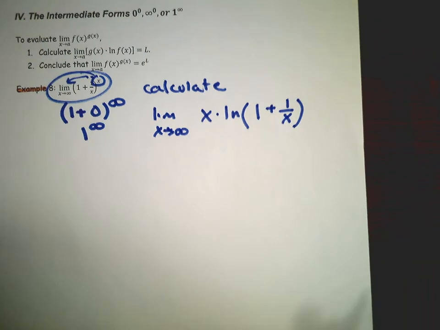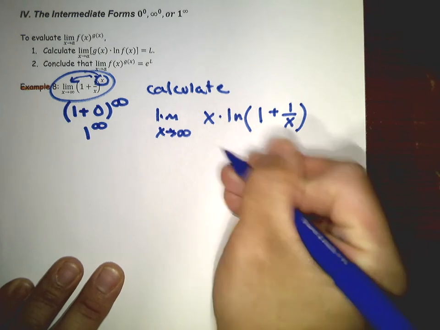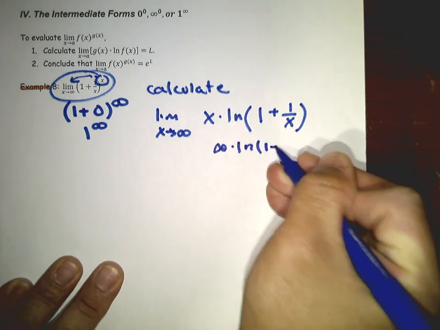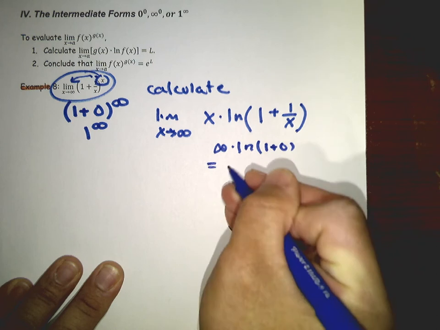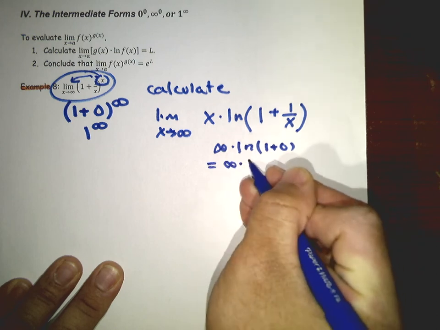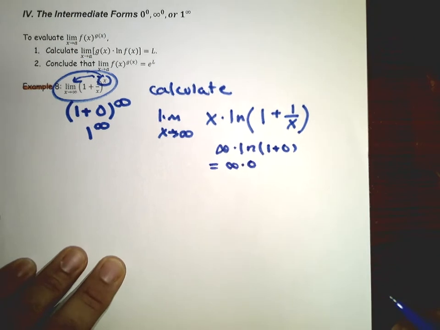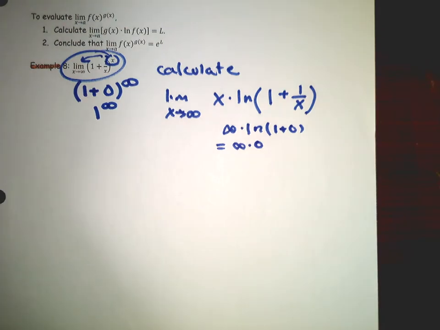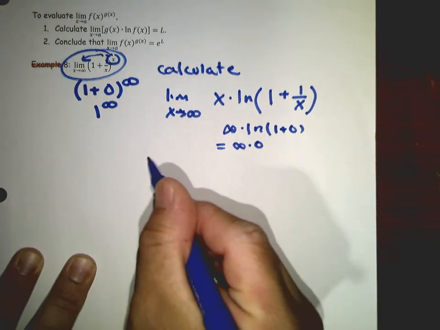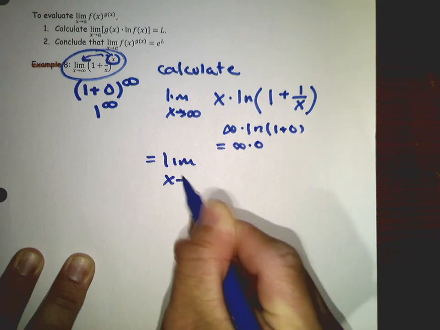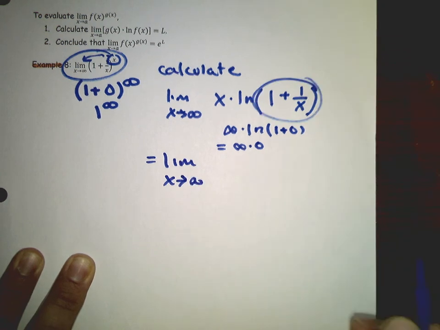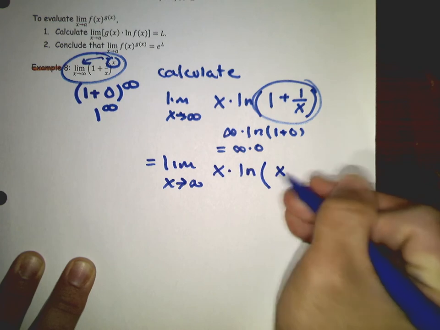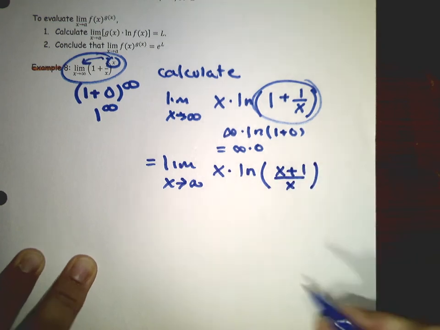All right, and now what do you have here? Well, that's infinity times the natural log of 1 plus 0. So that's actually infinity times 0, so we can't find that limit either. So we need to go ahead and find a common denominator inside of the natural log argument here. So it's x times the natural log of x plus 1 over x.